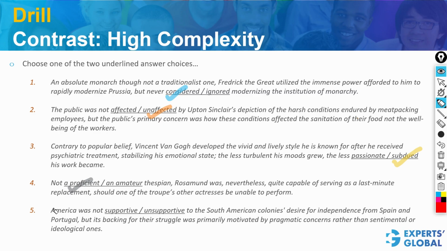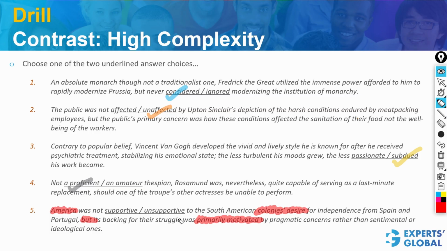The fifth sentence here is very, very similar to the second sentence. If you got the second question incorrect, please pause the video and solve the fifth one again. I will very quickly attempt this. So the meaning is that America was supportive of the colony's desire for independence. It's just that America's primary motivation was something else.